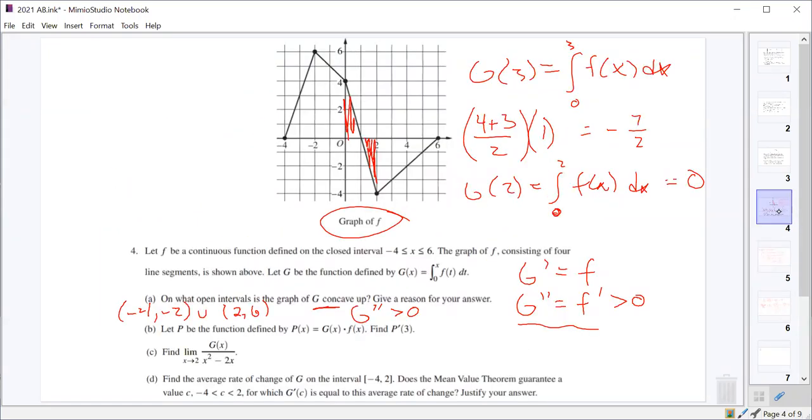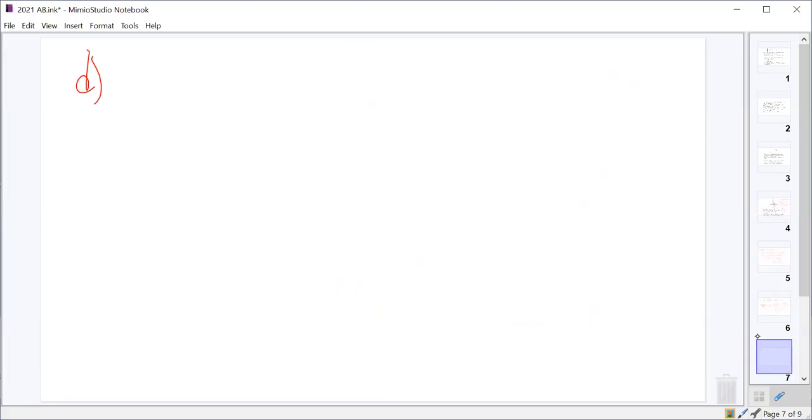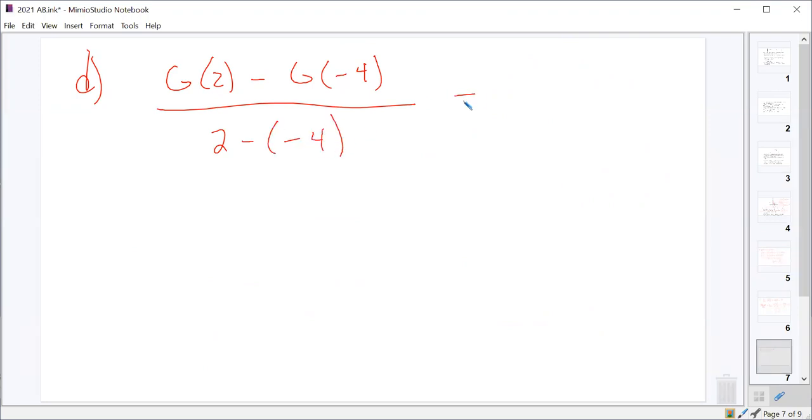Find the average rate of change of g on the interval from negative 4 to 2. So how do we do that? How do we find the average rate of change? What is average rate of change? Average rate of change is just a slope. G of 2 minus g of negative 4 over 2 minus negative 4. So that's a 6.